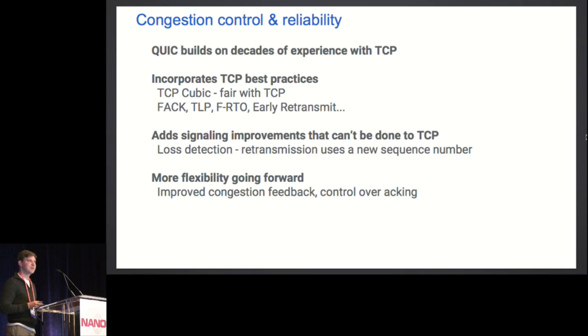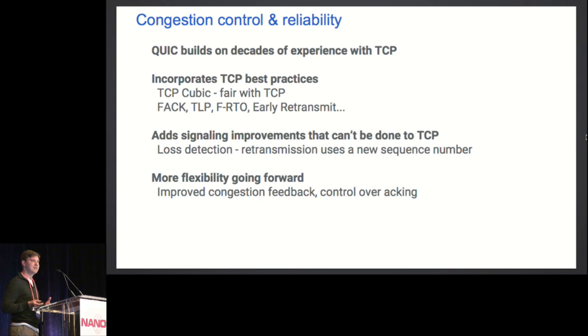So QUIC incorporates, and is fair with, existing TCP implementations, FACK, TLP, and all the most modern RFCs, as well as some that aren't even full RFCs yet. But it also adds some signaling improvements that can't be done in TCP. For example, retransmissions come with a new sequence number. So because of that, you have no disambiguity when you're retransmitting a packet.